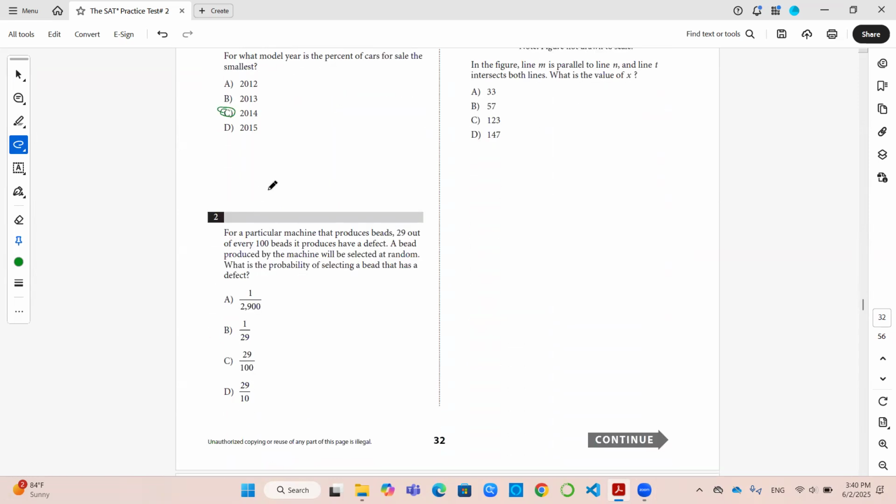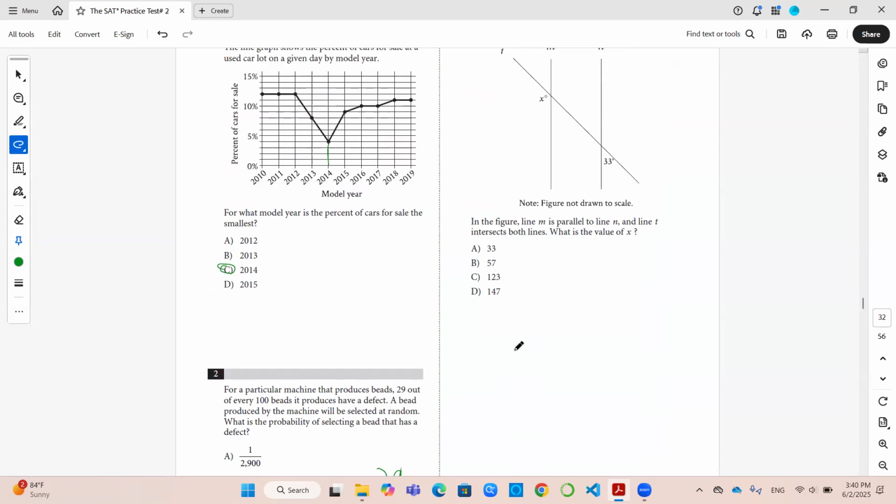For a particular machine that produces beads, 29 out of every 100 beads it produces have a defect. A bead produced by the machine will be selected at random. What is the probability of selecting a bead that has a defect? Well, I wrote it out here, so C is the correct answer.